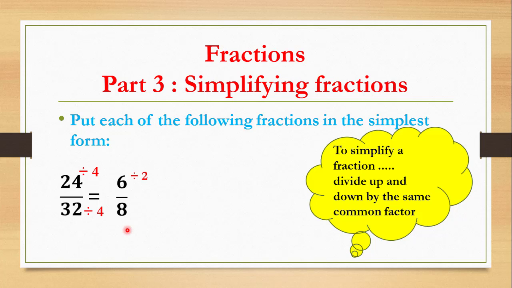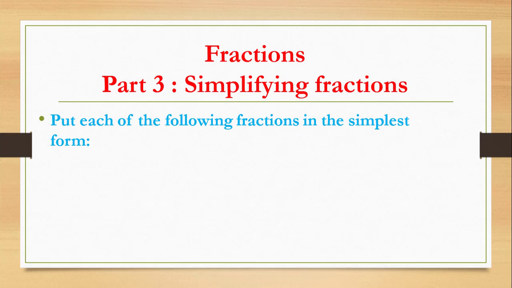6 divided by 2 and 8 divided by 2. 6 divided by 2 equals 3. 8 divided by 2 equals 4. So the result is 3 over 4. Is that the simplest form or not? Yes. 3 over 4 is the simplest form of 24 over 32 because there is no more common factors between 3 and 4. Okay, let's take another example.